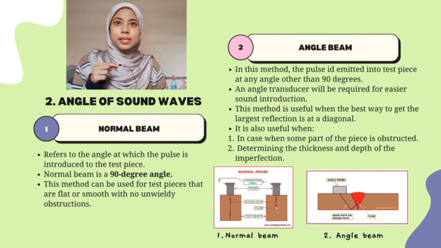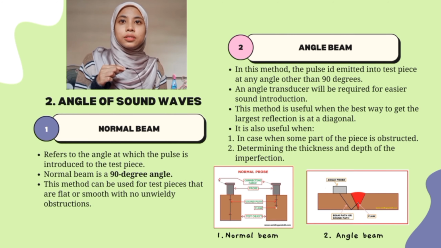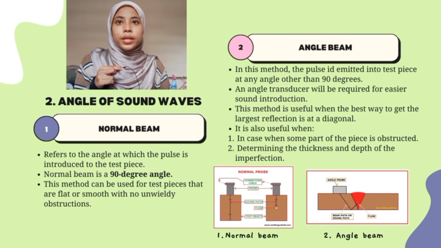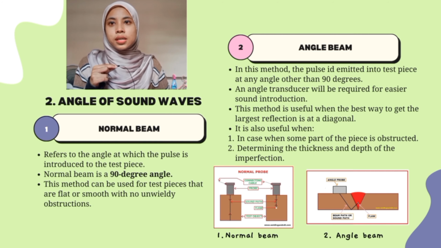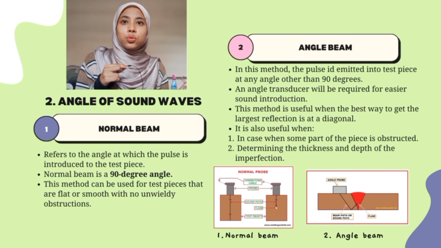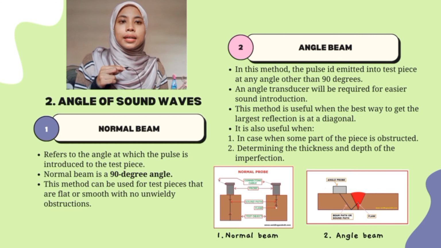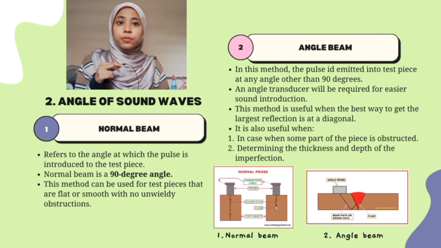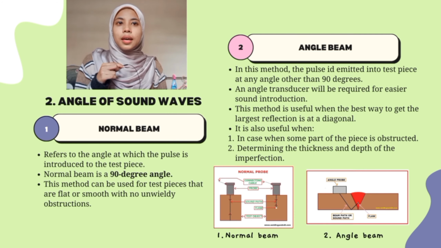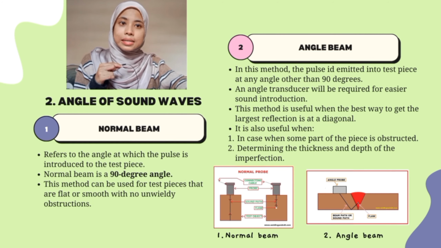The next method is an angled beam. In this method, the pulse is emitted into the test piece at any angle other than 90 degrees. For this method, an angled transducer will be required for an easier sound introduction, as you can see from the image I've included in this slide. This method is very useful when the best way to get the largest reflection is at a diagonal angle. It is also useful in case some part of the test piece is obstructed, and when a normal beam is not possible. This method is useful for determining the thickness of the test piece and the depth of the imperfection.